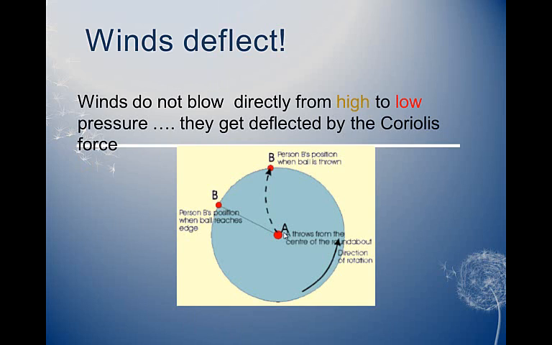So winds deflect. Winds do not blow directly from high to low pressure. They do get deflected by the Coriolis effect. So if you had a person standing here where A is, and they threw a ball to the person where B is, this is where the person would actually be when the ball reached the edge, because the Earth is rotating this way.